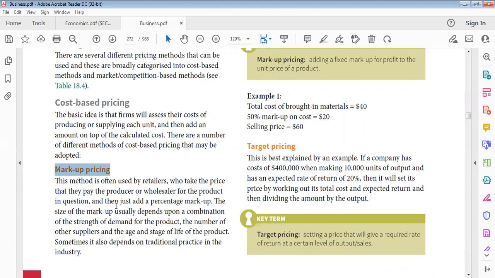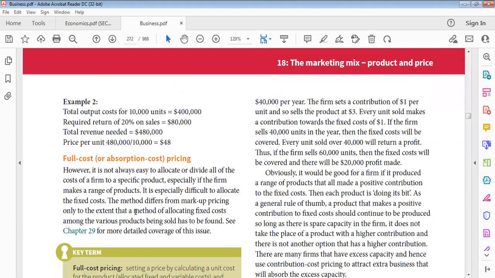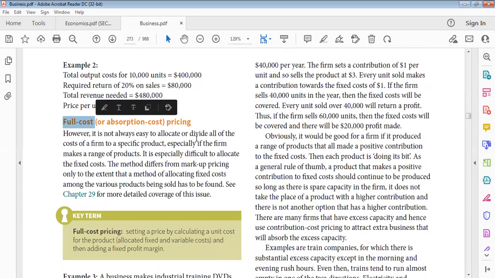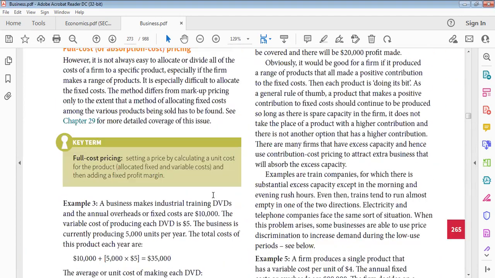There are subcategories. Inside cost-based pricing, we have markup pricing, target pricing, and then full cost pricing. Some people even call it absorption, but that might sound a bit complicated, so you might just say full cost pricing. And then there is contribution pricing. The words might sound complicated, but when I explain you'll see that it's very easy to understand. Once you're done with these four types of cost-based pricing, we'll move on to competition-based pricing, which is also easy, not very complicated.